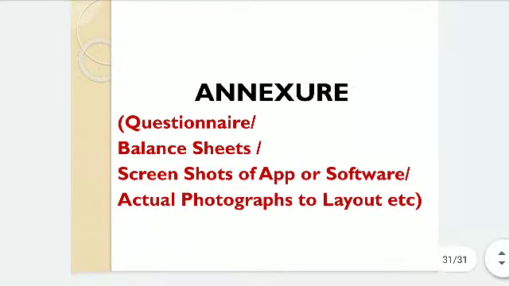Then lastly there is the annexure. If you are going to use a questionnaire as your research instrument, then the sample questionnaire you have to attach in the annexure. If you are doing a project on financial analysis of any organization, then the balance sheet of that organization you have to attach, or a screenshot of any app or software in case of business analytics projects, or actual photographs or layout of that organization if you are studying it, or the flow chart of any organization in case of PERT CPM or Six Sigma projects.